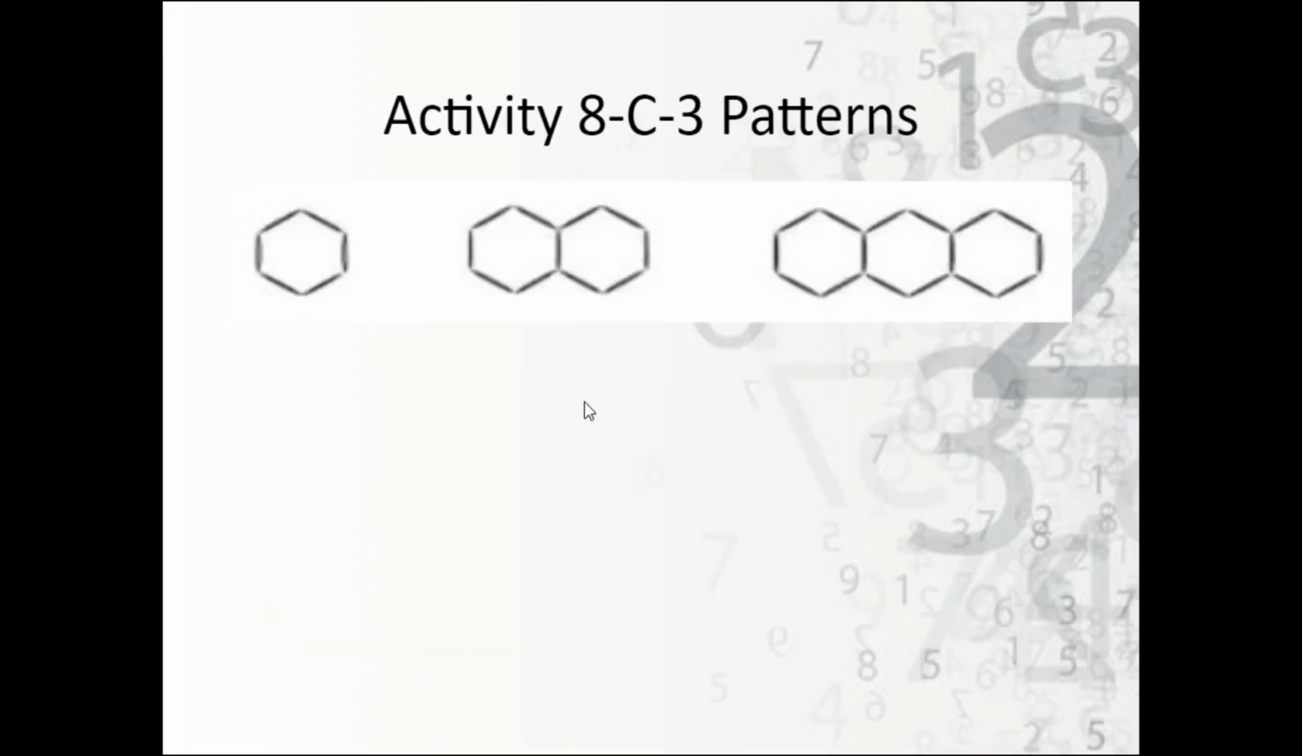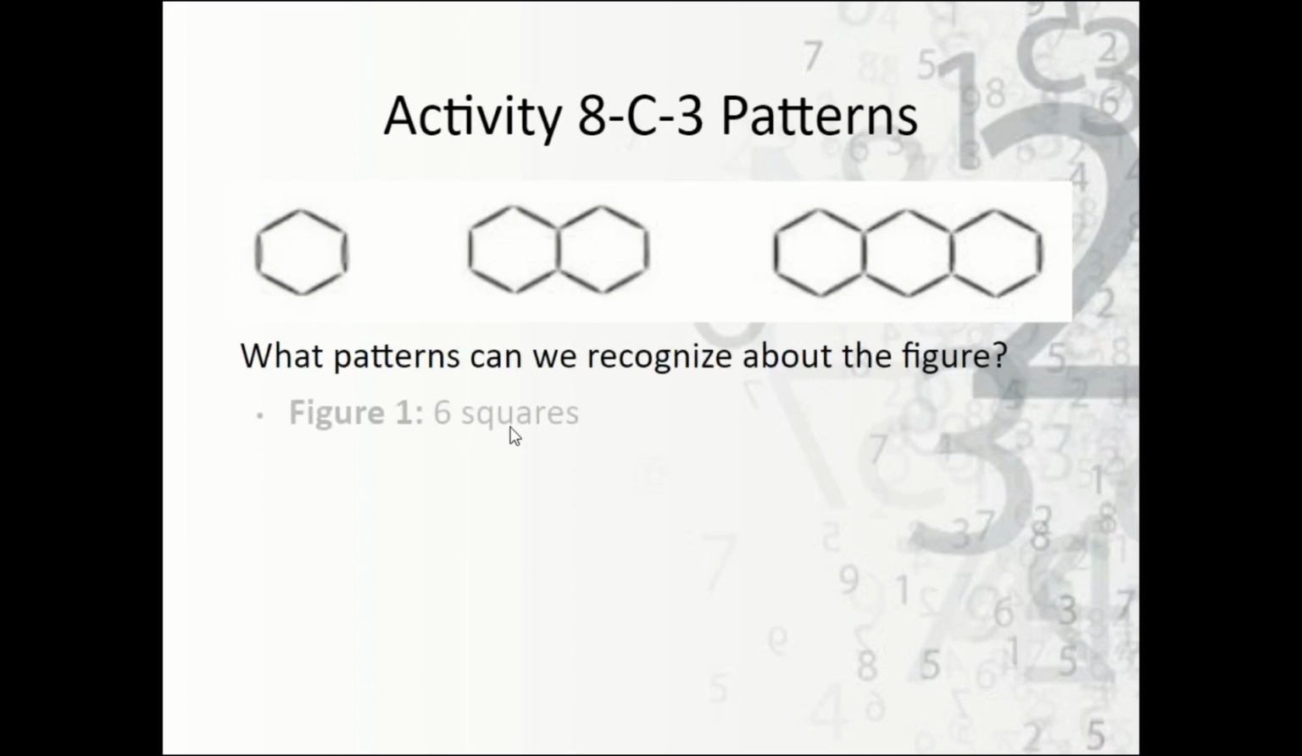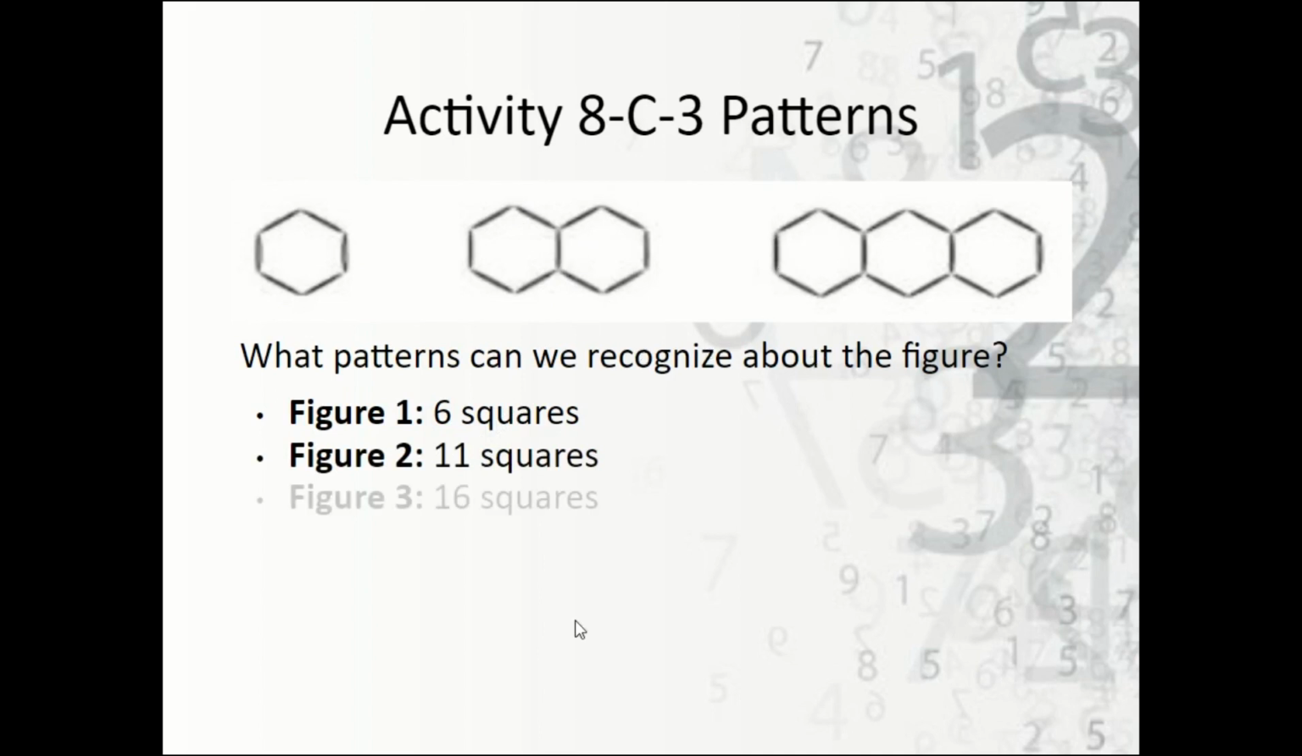Now on this one, you can see that we have some hexagons. So here in the first one, we have 1, 2, 3, 4, 5, 6 sides. Then when we add 1 to it, we now have 11 sides because this one is shared. Then we do it again, and we have 16 sides.